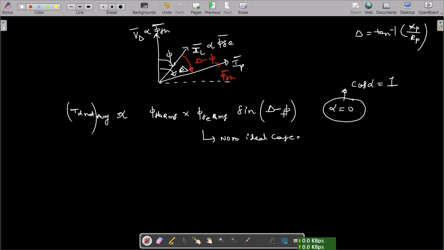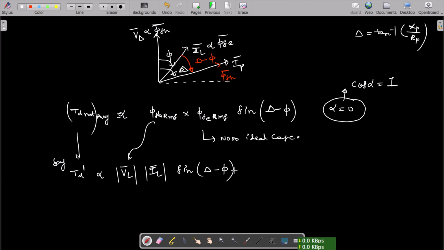Now say this TD as TD dash will be proportional to VL bar, because it will be proportional to both, as we have already seen. And phi SC will be proportional to IL bar, because IL only created phi SC. So this will be proportional to VL IL sine of delta minus phi.